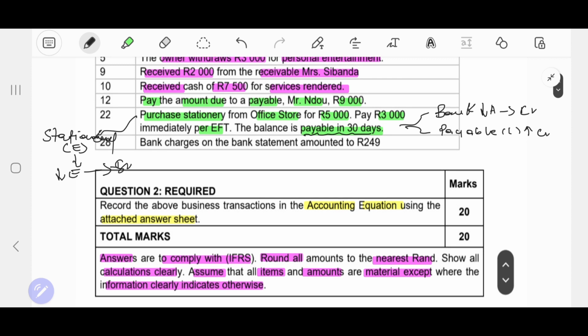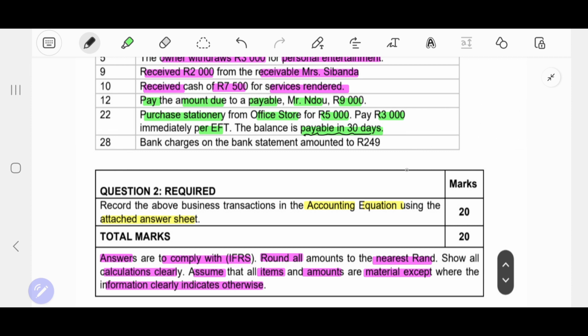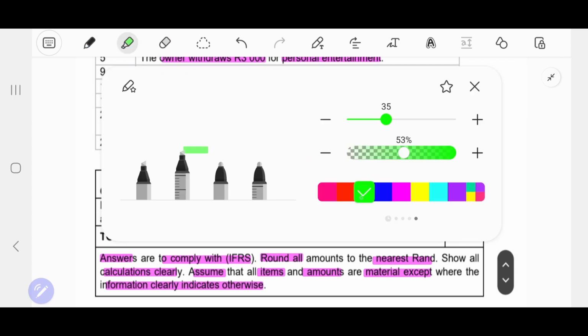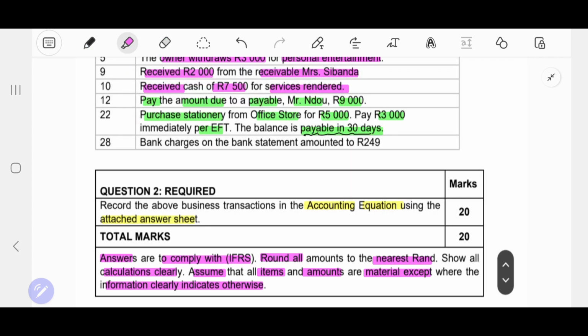The last transaction now. Here we are told that we are paying bank charges, and then on the bank statement they amounted to 249. So do this one on your own. I'm just giving you maybe 2 minutes, just to do this one on your own. Just take out a pen and paper and try to do it on your own.